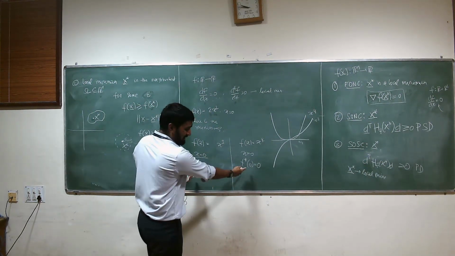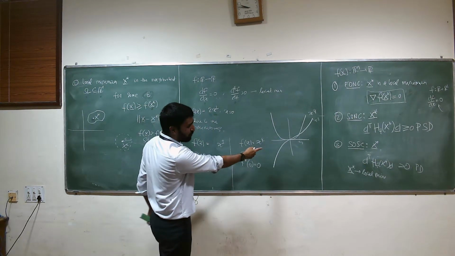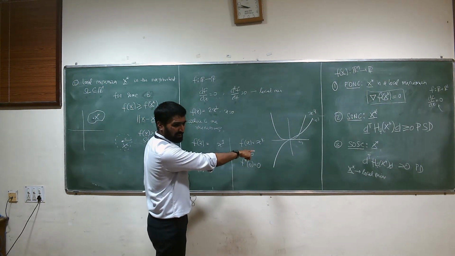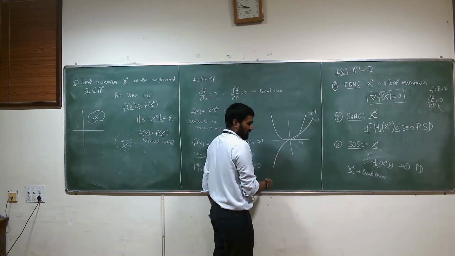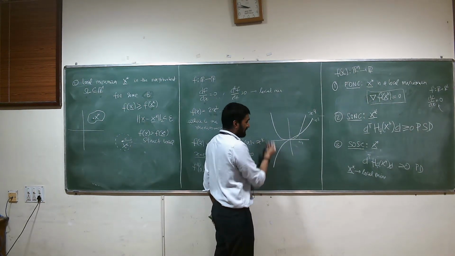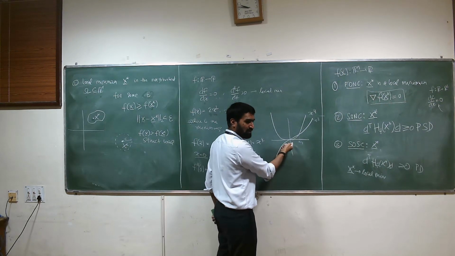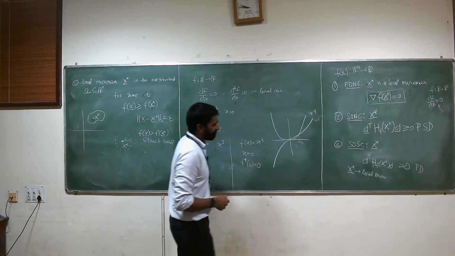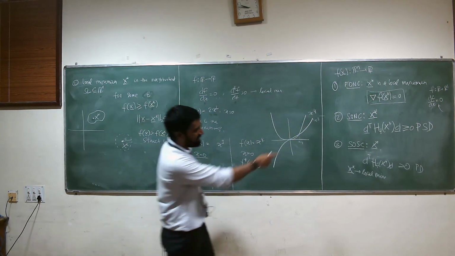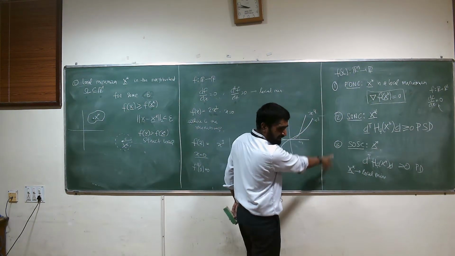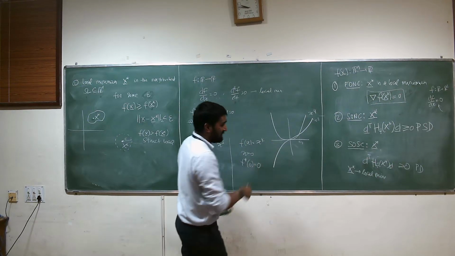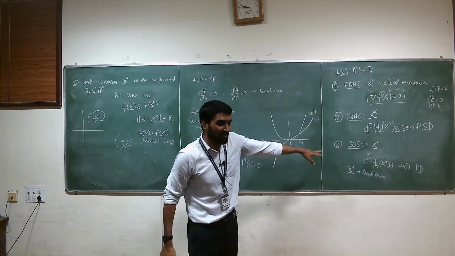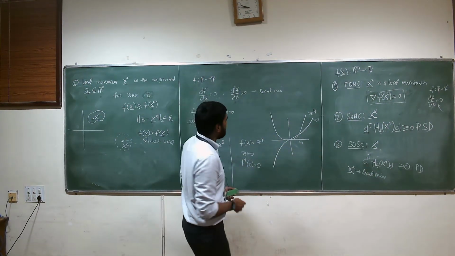Now, in both these cases, the second derivative is 0. But clearly, one of them has a minimum and the other does not. This does not have a minimum, because there is no lowest value for this function. Whereas for x power 4, there is a lowest value, 0. Everything else is positive. So clearly, these conditions are violated by some functions which still have a minimum.